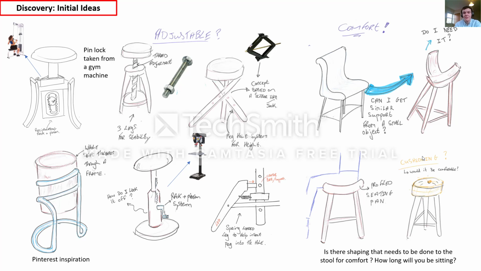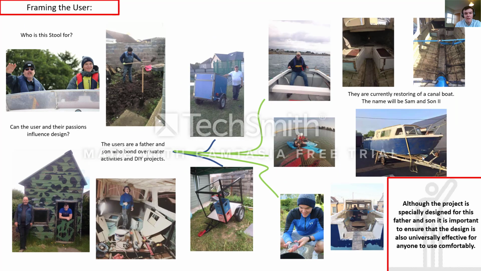Thought then about comfort. Did I need a back on it? How long are you going to be sitting on this chair when you're cooking? Did it need cushioning? Is it too much? What's the point? Any benefits to it? So just the likes of that when I worked on then.